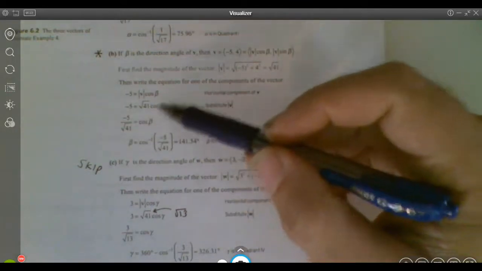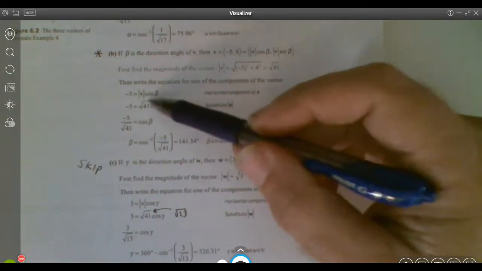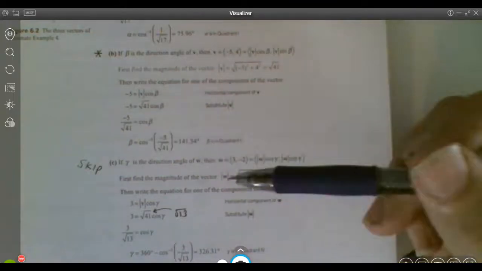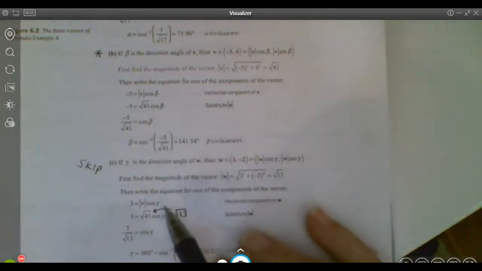So again, that's what they're doing. They're setting the horizontal component equal to -5, but now subbing in rad 41 for the magnitude, and then just solving that equation. Of course, that ends with an inverse function, since you're trying to find an angle. So we're going to skip that guy for part C, but you get the idea.